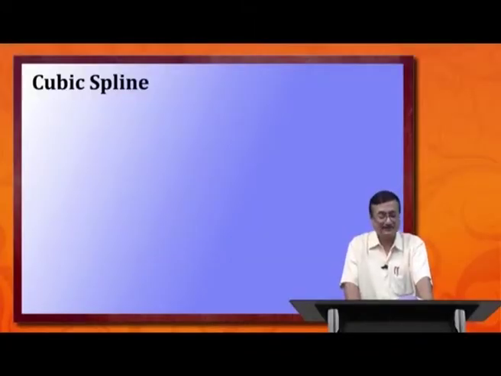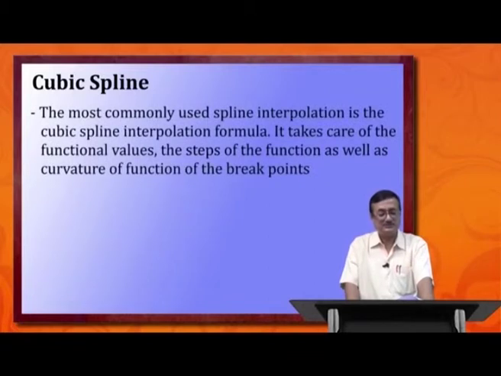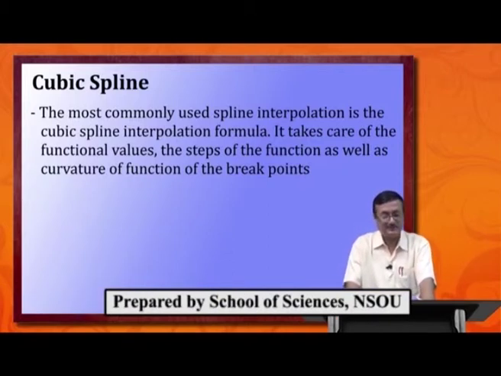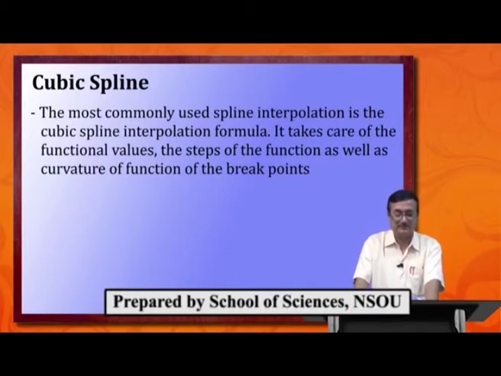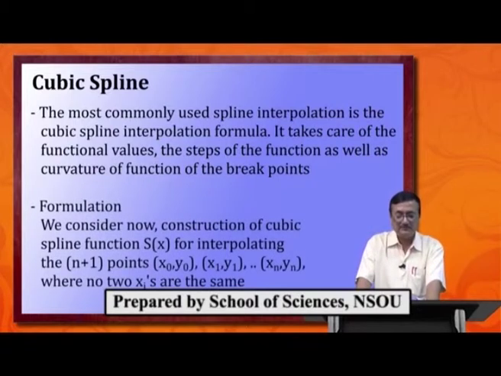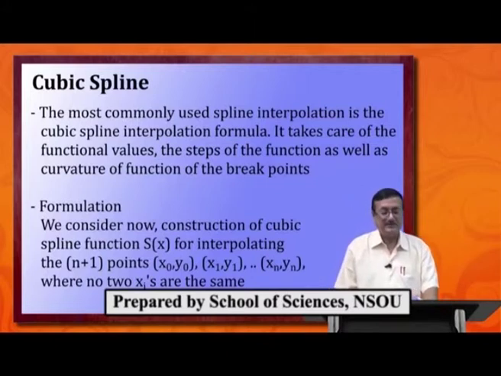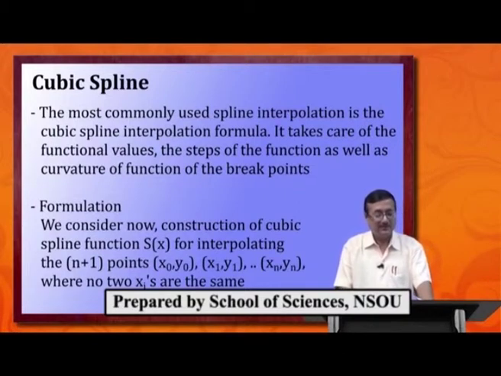A cubic spline. The most commonly used spline interpolation is, of course, the cubic spline interpolation formula. It takes care of the functional values, also the slope of the function, and also the curvature of the function at the breakpoints, that is the nodal points. We consider now the construction of a cubic spline function S(x) for interpolating the n+1 points (x0, y0), (x1, y1), ..., (xn, yn), where no two xi's are the same.